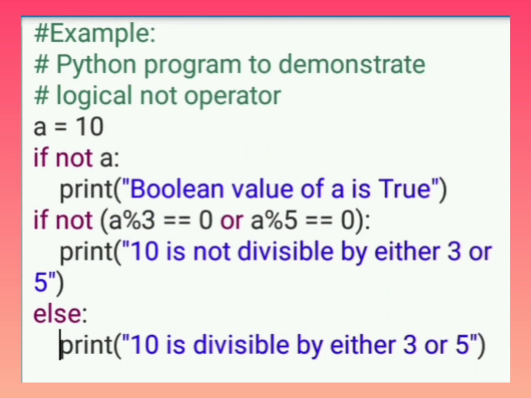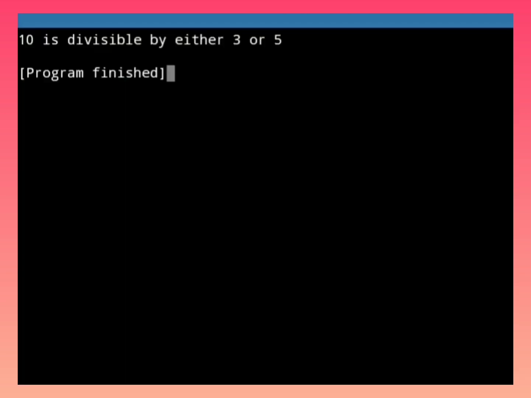Example: Python program to demonstrate logical NOT operator. A is equal to 10. If not of a, print Boolean value of a is true. If not a modulo 3 is double equal to 0 or a modulo 5 is equal to 0, print 10 is not divisible by either 3 or 5, else print 10 is divisible by either 3 or 5. We get the output as 10 is divisible by either 3 or 5.